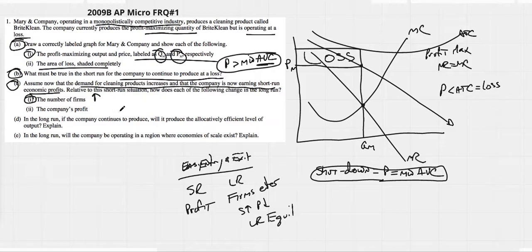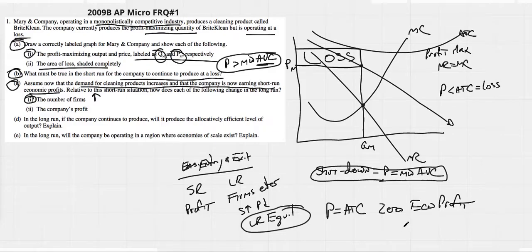Company profits, if they're making profits in the short run, remember they're going to return back to long run equilibrium, or where the price is equal to the ATC, and they'll return back to zero economic profit, which we should know is also called a normal profit. So those are the same thing. So company profits would go down to a zero economic profit.